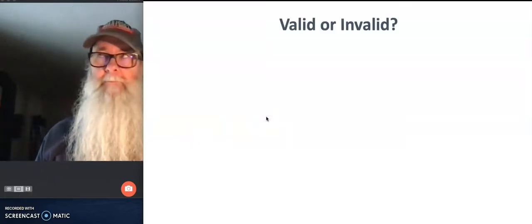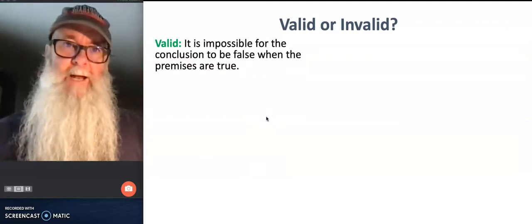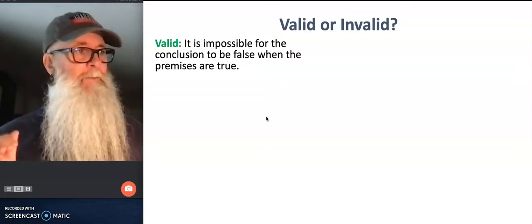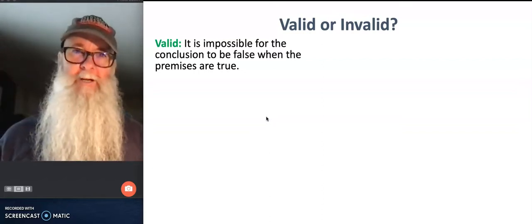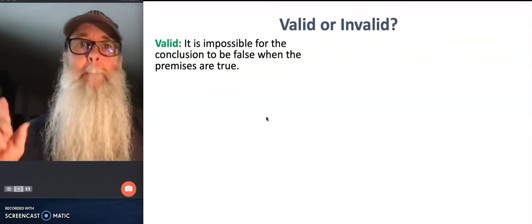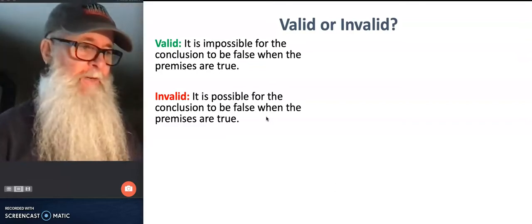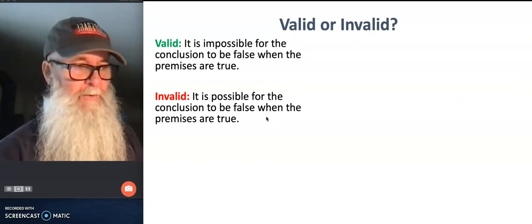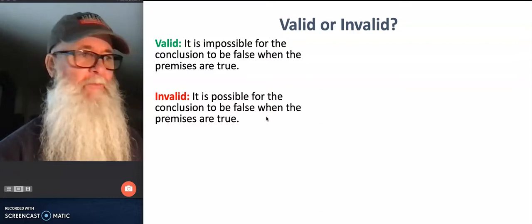All right, so the question on the table is about validity and invalidity. An argument is valid only when it's totally impossible for the conclusion to be false when the premises are true. Okay, so if there's no way the conclusion of an argument could be false when the premises are true, that's a valid argument. But if you can think of just one way the conclusion of an argument could be false even though the premises are both true, then you've got an invalid argument. It's an unreliable one. It's one you don't want to take any more of your time with.